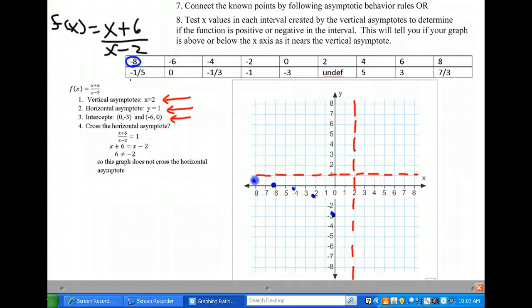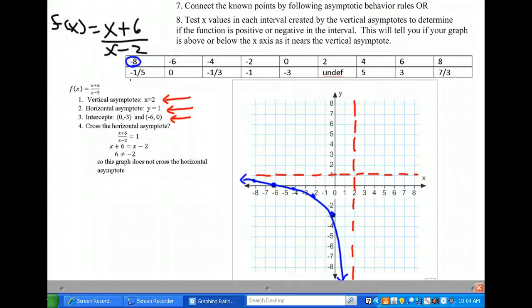So now if I sketch this in, it will look something like this. But notice how it's going to get closer and closer to the horizontal asymptote, but never get there. And down below, it'll get closer and closer to the line x equals 2, but also never get there. So now we see what the graph looks like on one side of the vertical asymptote. Let's look at how it appears on the other side, and we'll plot some of those points.